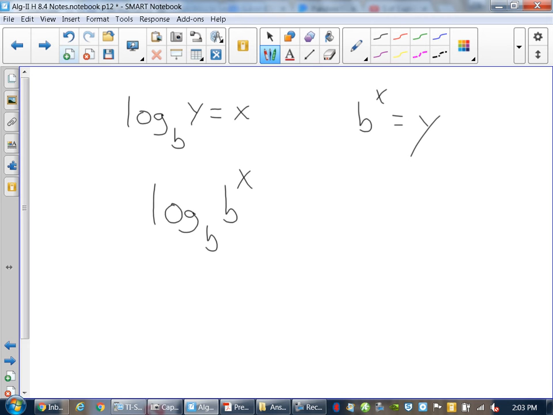Yes, Kate? Are we going to go with the ones where it has the number before the log? Yeah, I'm getting there. That's where this is going to come into play, of why you can do certain things. And it'll be in about 2 minutes.